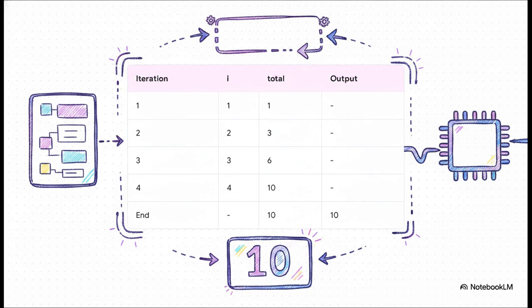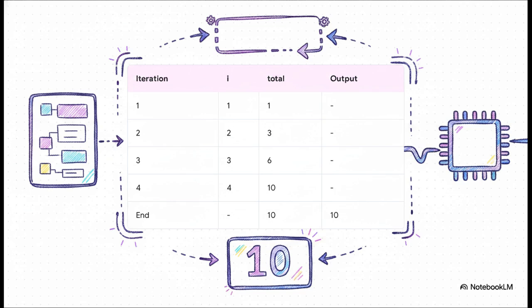We're going to walk through this trace table slowly. In iteration 1, our I is 1. The total updates to 0 plus 1, which gives us 1. Moving to iteration 2, I becomes 2. Our total updates to our previous one plus this new 2, making it 3. In iteration 3, I is 3. The total is now 3 plus 3, which is 6. Finally, in iteration 4, I is 4. The total becomes 6 plus 4, giving us 10. And that's where the loop ends, because we've exhausted our range sequence, leaving us with a final printed output of 10. Tracing like this is basically a superpower.